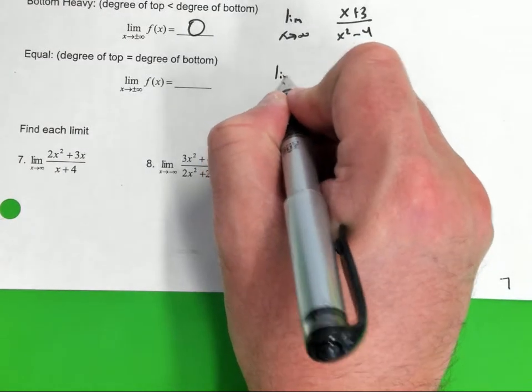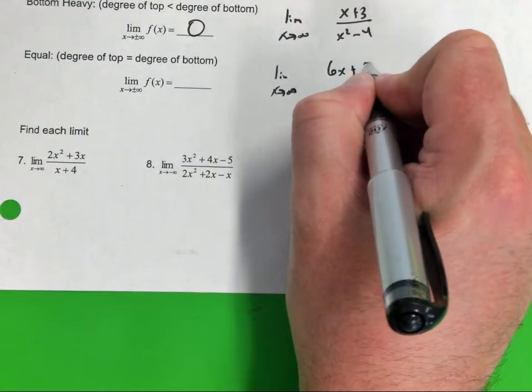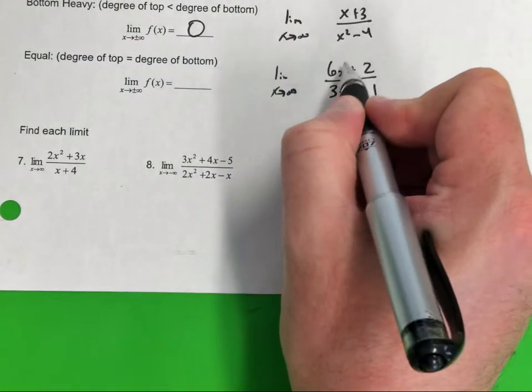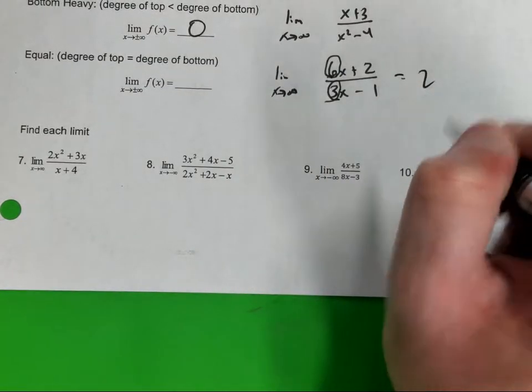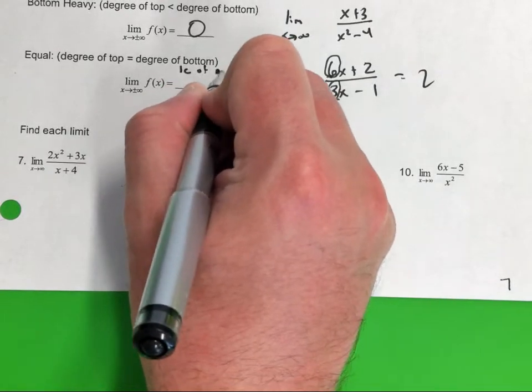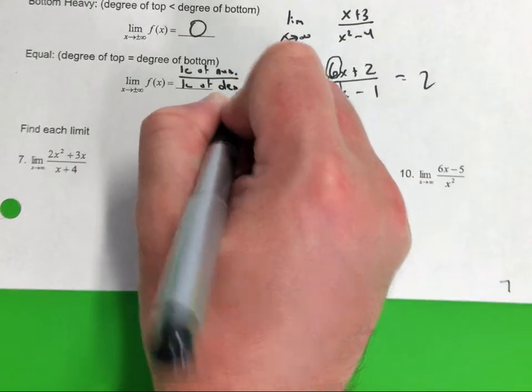If it is equal, if it's equal, degree 1, you take your leading coefficient here and just divide them. That would be equal to 2, okay? So if it's equal, leading coefficient of numerator divided by leading coefficient of denominator.